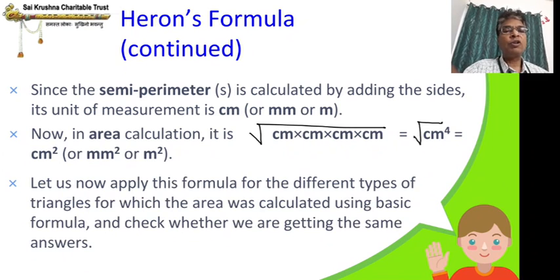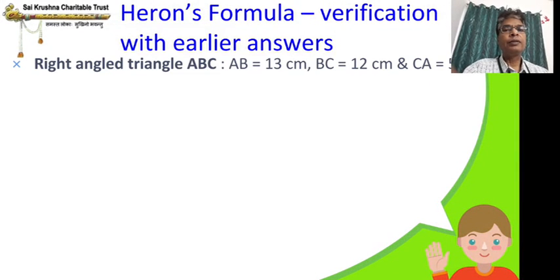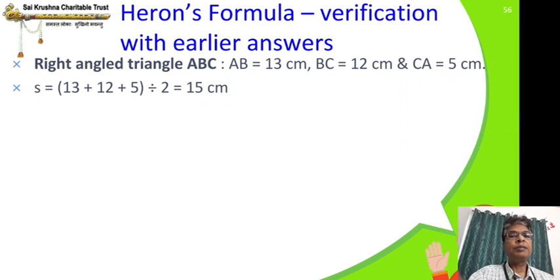Let us now apply this formula for different types of triangles which we saw in the previous part and check whether we are getting the same answers. We will move to the next page. So, right angled triangle, you can see the formula. It's all simple. I'll explain one. The subsequent ones you will be able to see yourself.